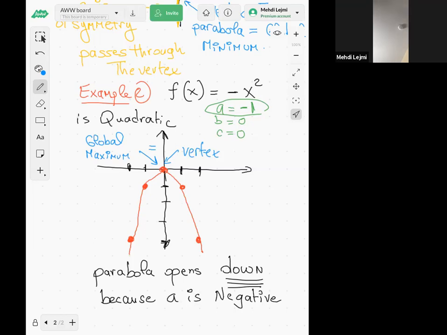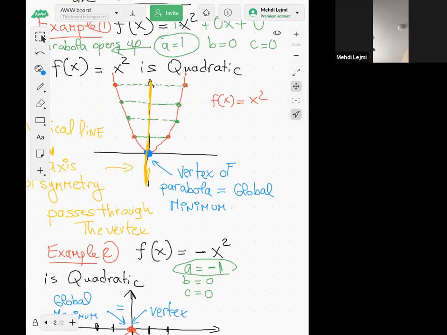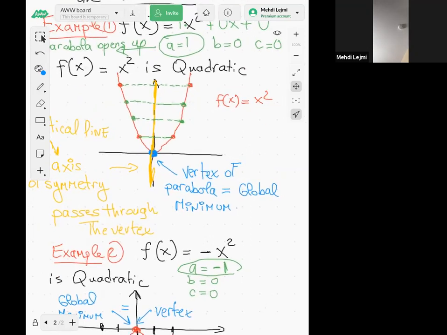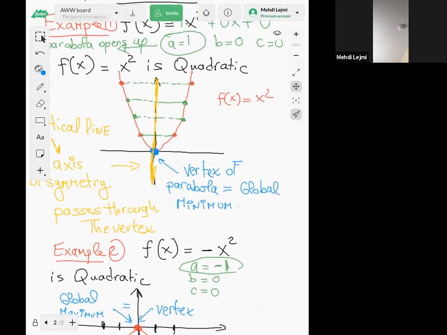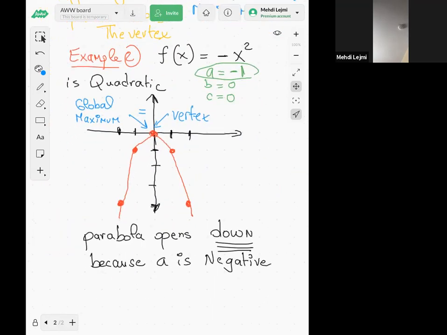So you see the difference when you have a positive and when you have a negative. When a is positive, your vertex would be the global minimum, the lowest point in the graph, and your parabola is going to open up. When a is negative, your vertex would be a global maximum, the highest point in the graph, and your parabola opens down, right?